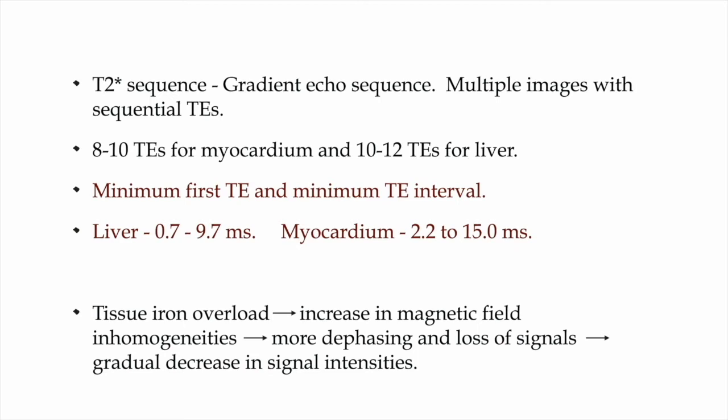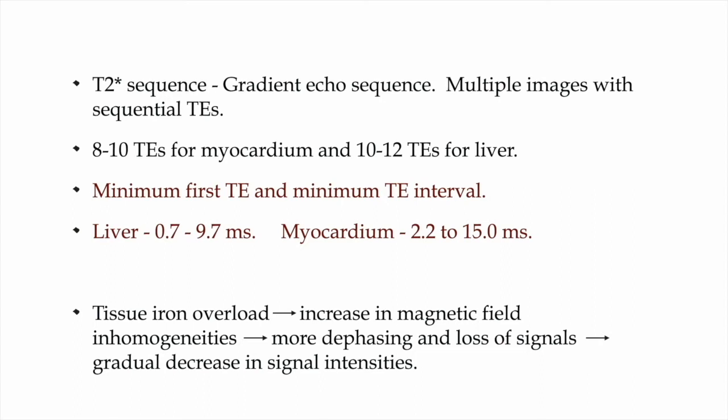So at our hospital, for the liver T2 star sequence, the first TE is 0.7 and the TE interval is 1. However, for the myocardium, the first TE is 2.2 and we take around 8 TEs for the myocardium up till 15 milliseconds.